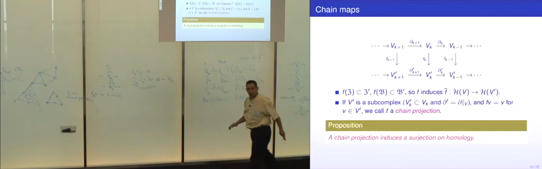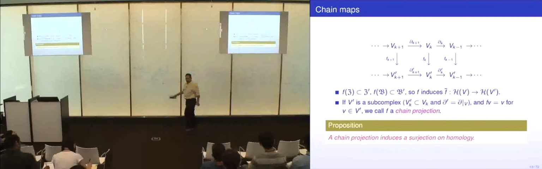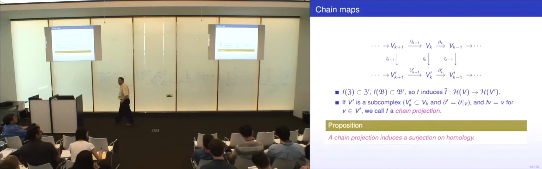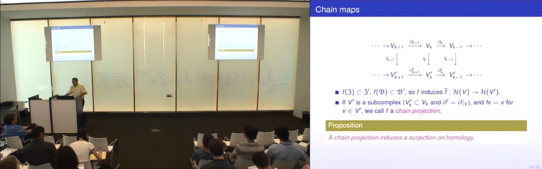Okay, so I better stop, and I'll continue this in the afternoon. We're almost done with the homology part of it. But I want to go over the next important example of a complex, which is very different, which is the de Rham complex. So I'll do that in the afternoon.